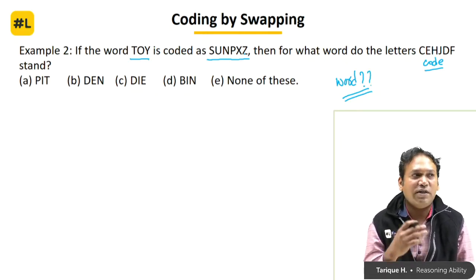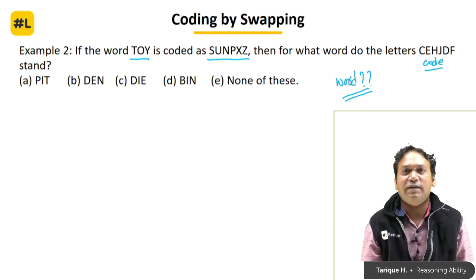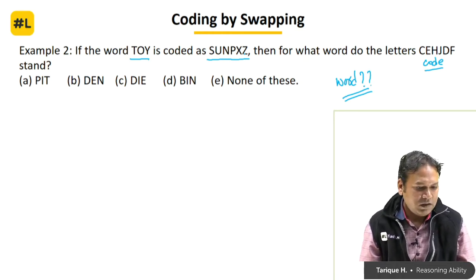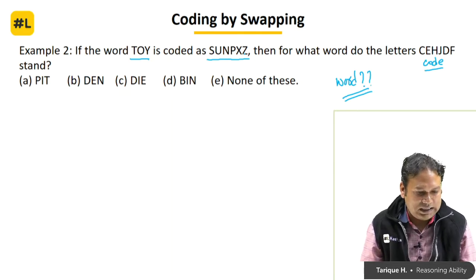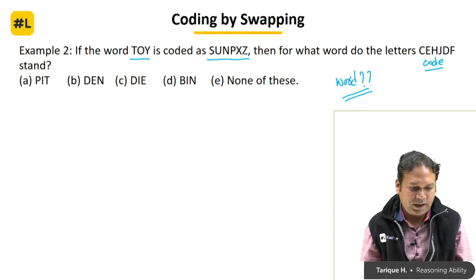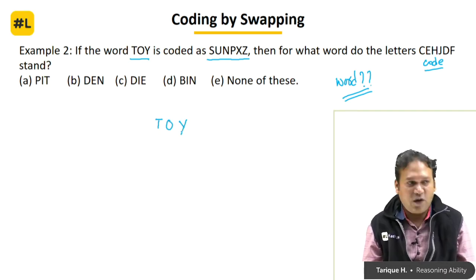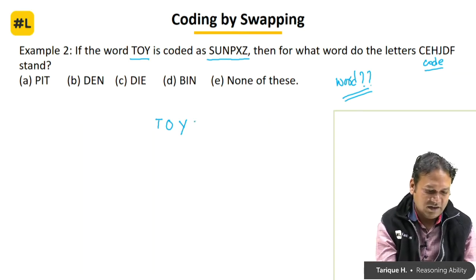You know, two things are there, presence of mind and application of thought. Presence of mind means being calm and composed while answering questions in the exam, right? So if the word toy, T-O-Y, is coded as S-U-N-P-X-Z, then what word do the letters C-E-H-J-D-F stand for, right? So let us look at this word here, toy, T-O-Y. Three letters are there.